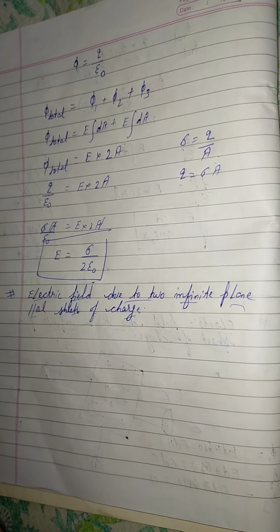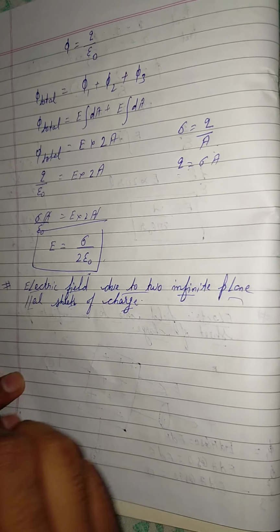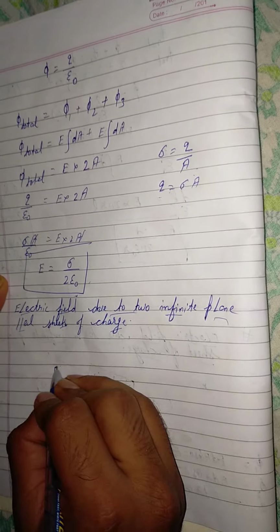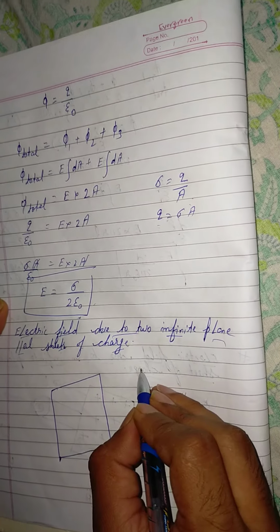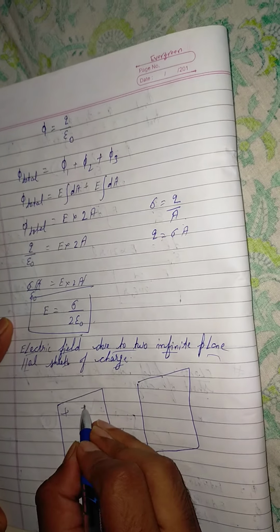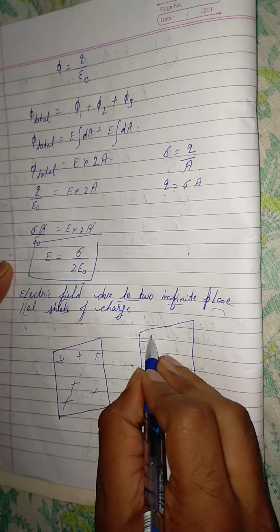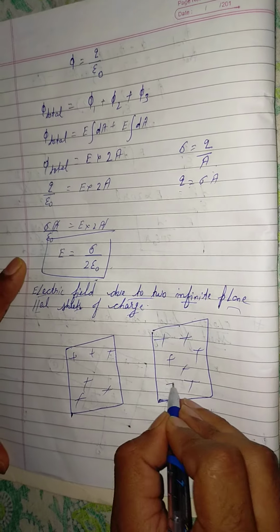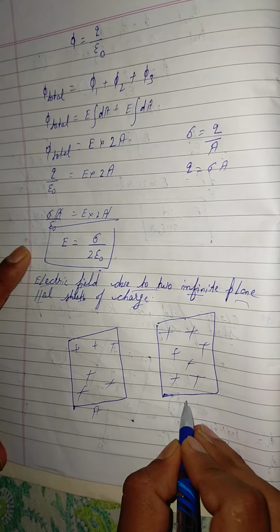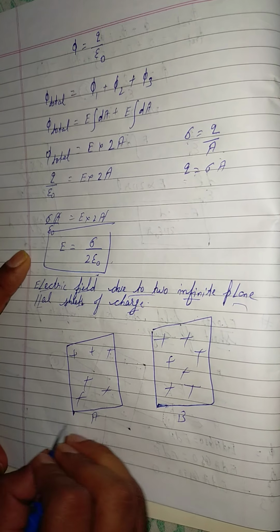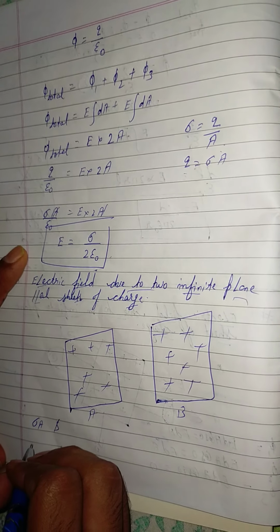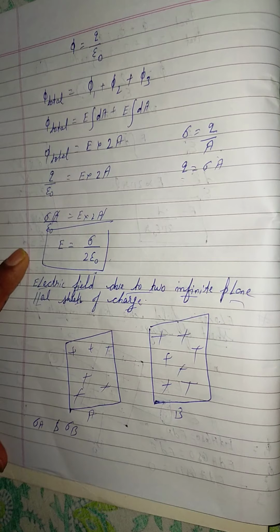Now here in the first case we took only one plane sheet, but here you have to take two parallel infinite sheets. Suppose this is one sheet and this is the second sheet, and the charge in that sheet is plus Q. Okay, and suppose these are A and B, the two sheets we have taken, and the surface charge density for sheet A is sigma A, and the surface charge density for sheet B is sigma B.